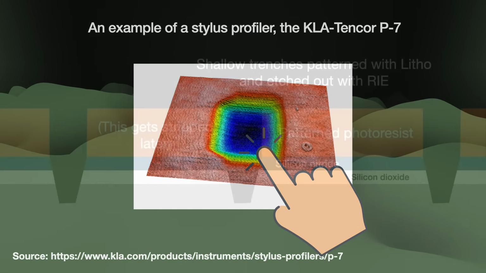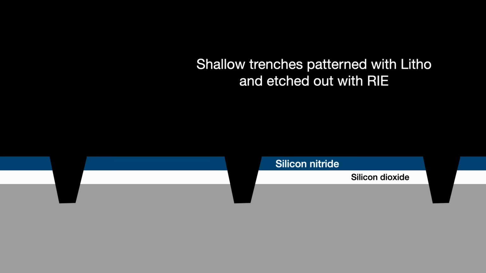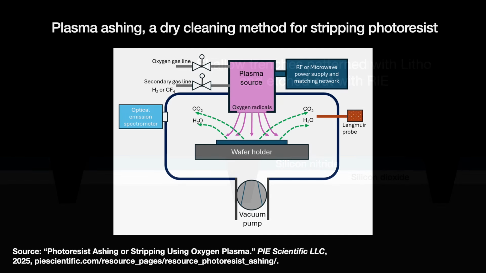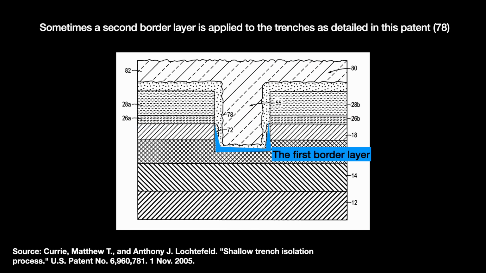Now we have our shallow trenches. If all good, the photoresist is stripped off. This is done using an oxygen plasma-based dry clean method called plasma ashing. The shallow trenches are then lined with a thin layer of silicon dioxide about 5 to 10 nanometers thick, grown again with thermal oxidation. It plasters over any damaged silicon in the side walls of the trench and smooths over the upper parts of the trench for improved electrical properties.